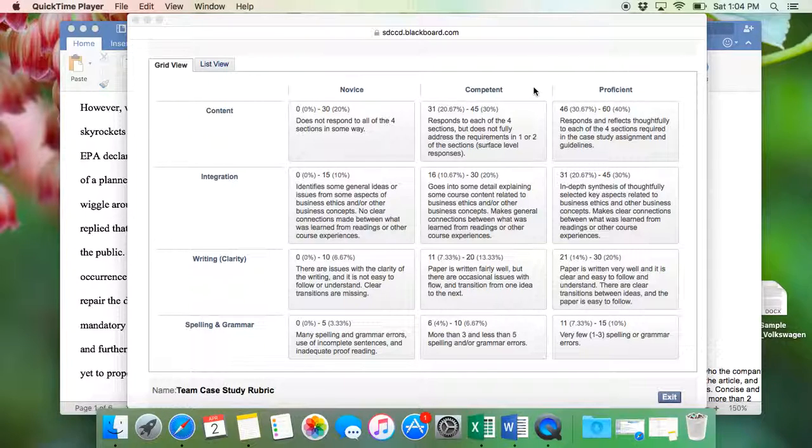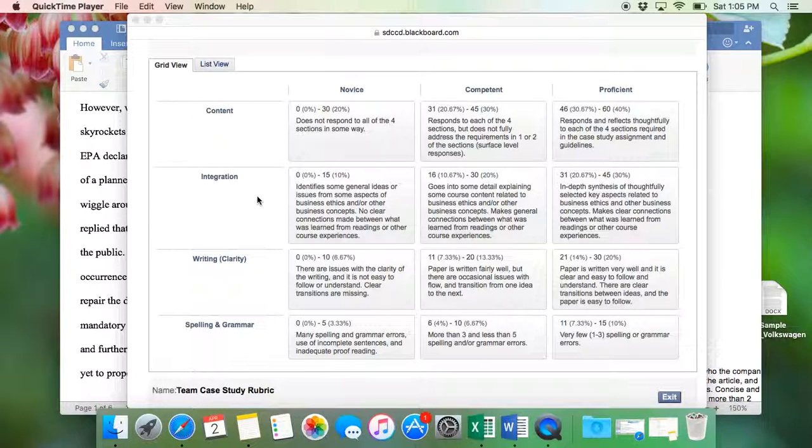If your paper is considered competent, it means you've attempted to answer all 4 sections but didn't do a deep analysis of 1 or 2 areas. And novice would mean you've completely missed a section or your explanation is very brief.